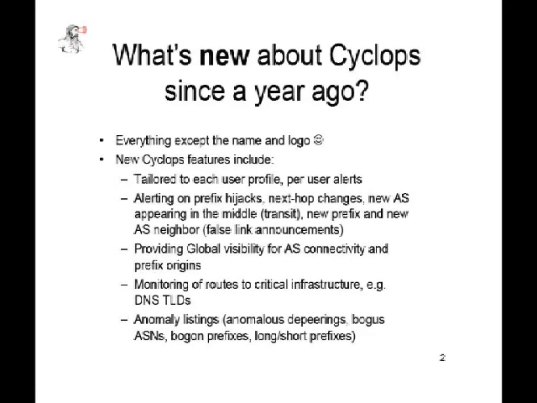We also provide global visibility in terms of AS adjacencies, AS relationships, and other types of information, like link weights and the number of routes that go through each link. In addition to that, we also have a feature now that allows you to monitor routes to DNS servers, such as root servers. I'm going to go over that in the next slides. We also have a new feature called anomaly listings. Basically, it gives you a list of anomalies such as bogus ASNs, bogon prefixes, and prefixes that are longer than /24 and appear in the global routing system.